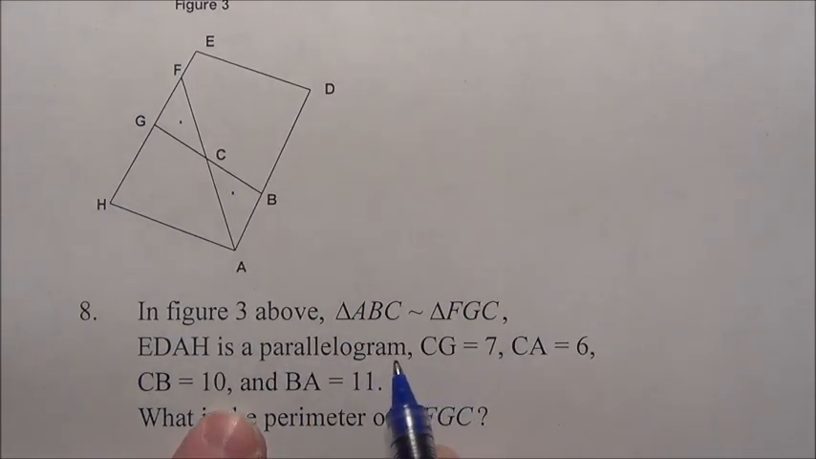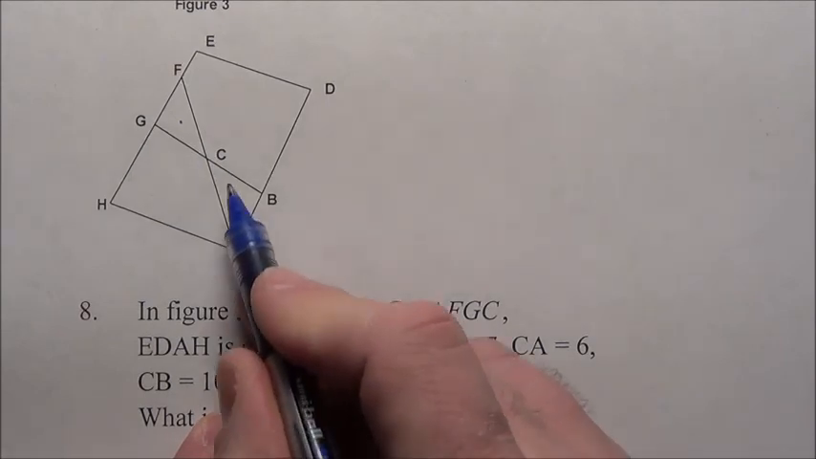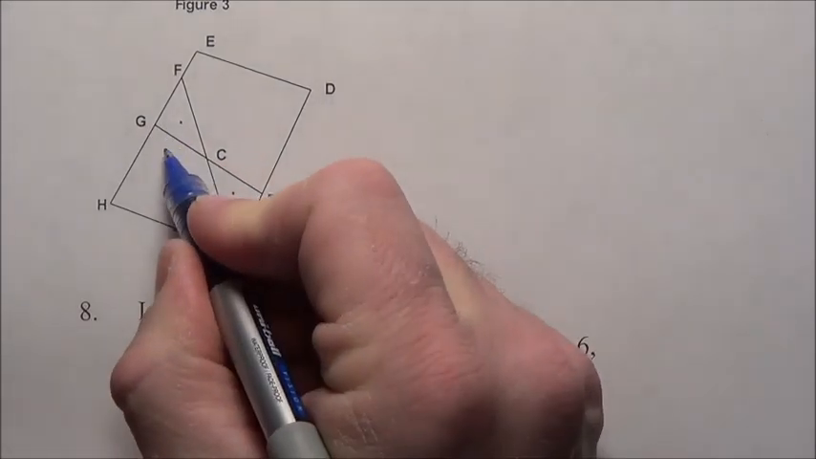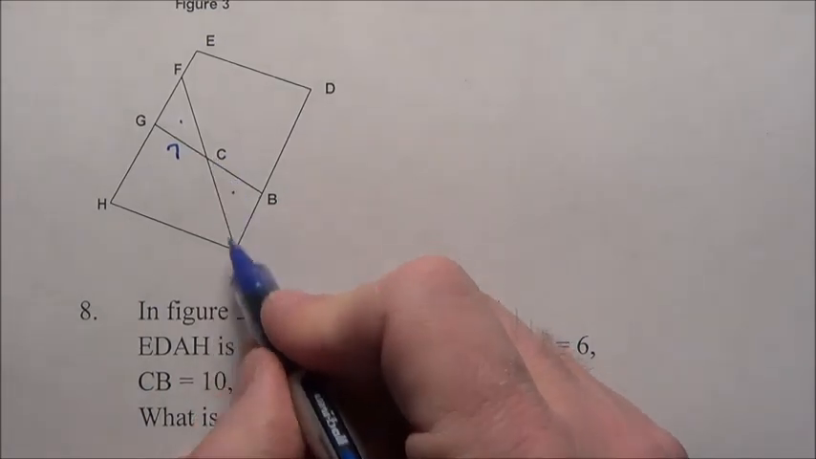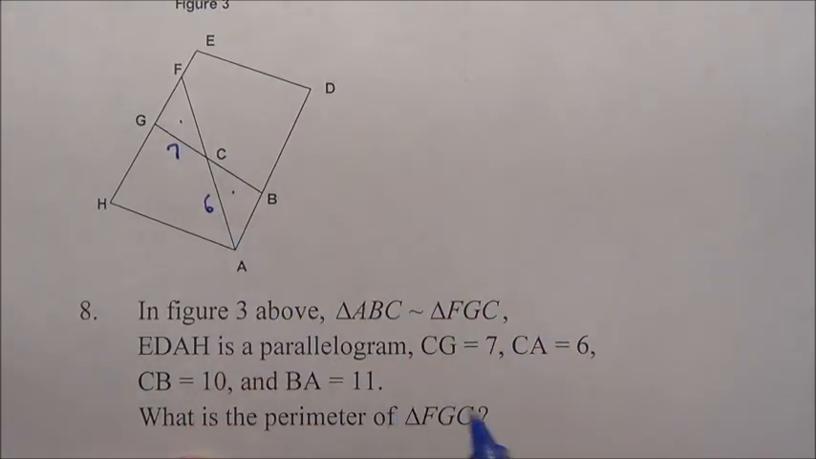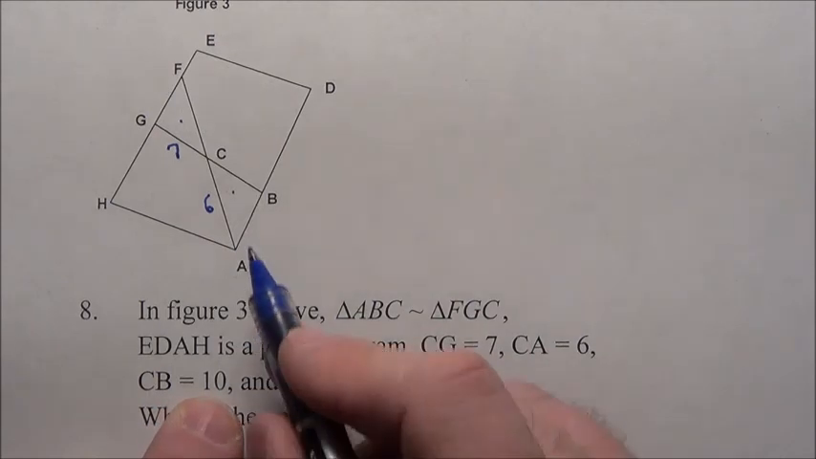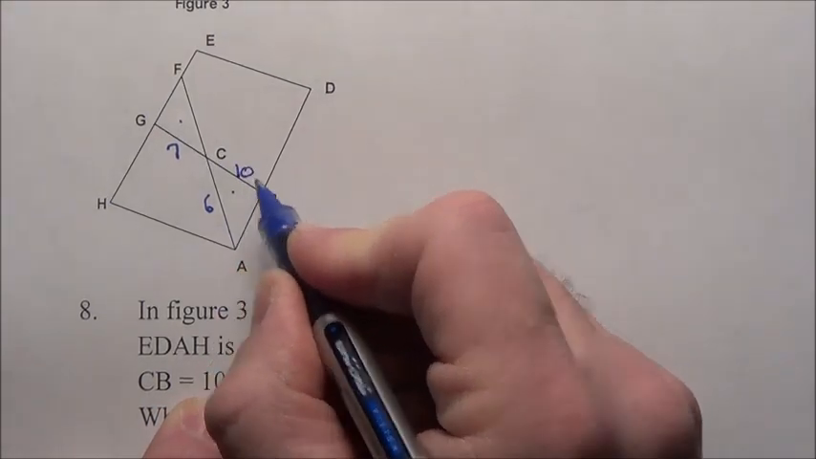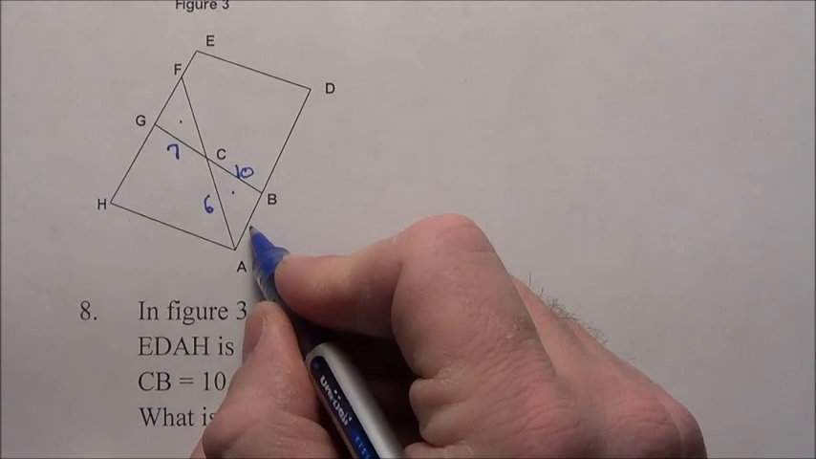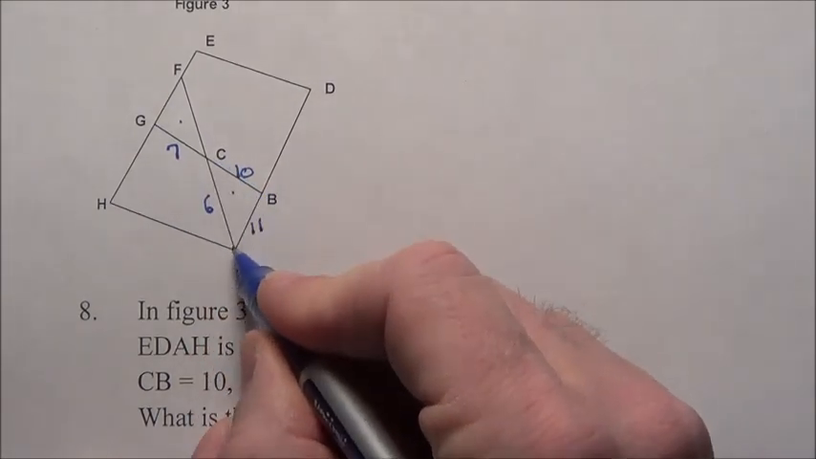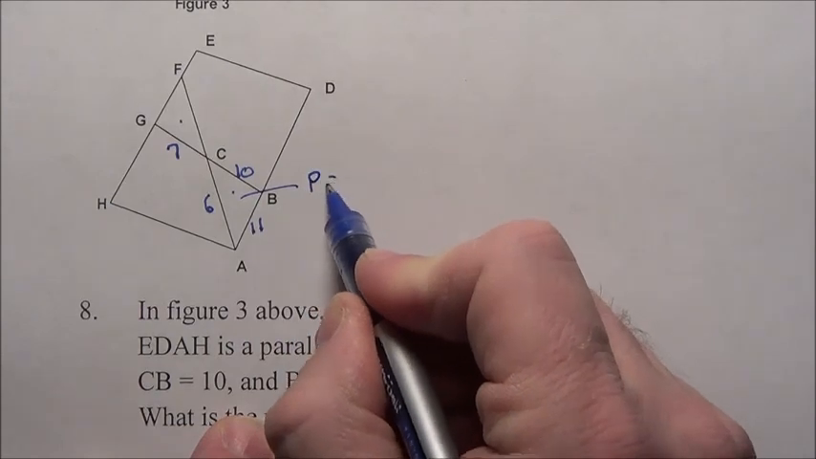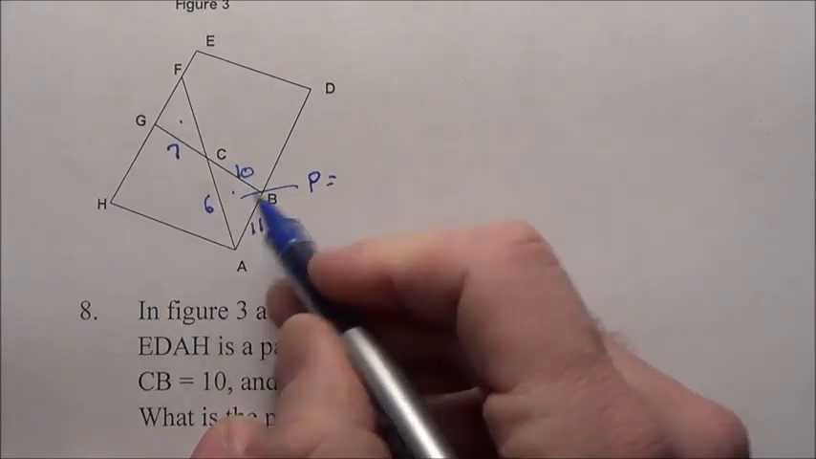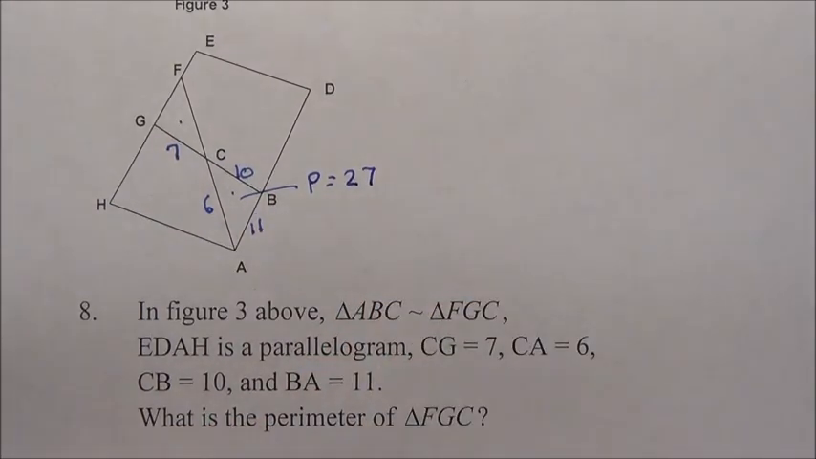Well, let's write in the measurements we have here. CG is 7. C to G is 7. This side right here, CG is 7. CA is 6. C to A, that side is 6. CB is 10. And then BA is 11. It gave me all the measurements around this triangle here. So I know its perimeter: 10 plus 11 is 21, plus 6 is 27.